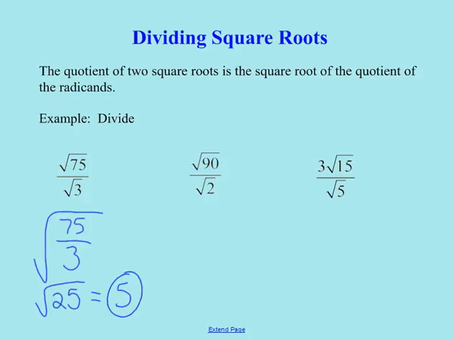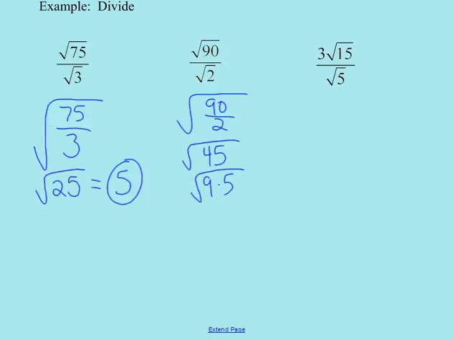Our second example, the square root of 90 divided by the square root of 2 becomes the square root of 90 divided by 2. 90 divided by 2 is 45, the square root of 45. Now we simplify. We know that the perfect square 9 goes into 45. The square root of 9 times 5. And since 9 is a perfect square, we can take the square root of it, and we end up with 3 times the square root of 5.